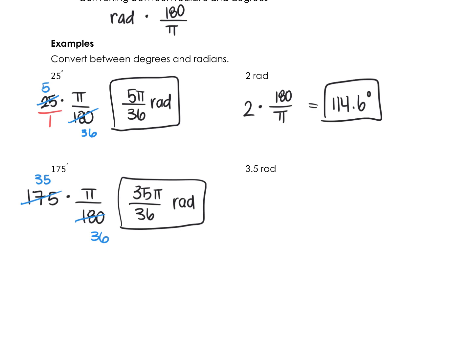Okay. Last example of 3.5 radians. So we're going to have 3.5 times 180 over pi. So we're going to do 3.5 times 180, and then we're going to divide by pi. And we're going to get 200.5 degrees.